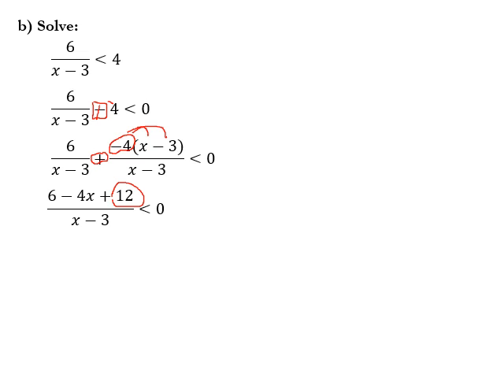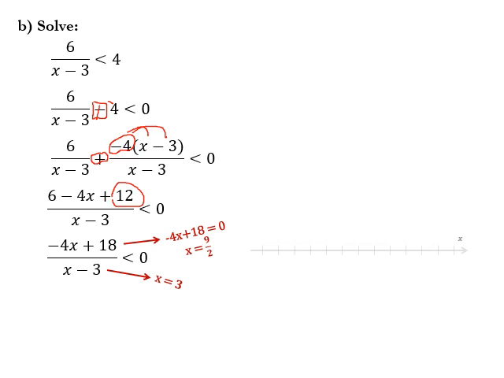All right, and so then let's just continue simplifying. And so I end up with -4x plus 18 over the quantity of x minus 3. So we need to, again, figure out where the numerator is equal to 0. So set the numerator equal to 0, solve that, and do the same thing for the denominator. And so that gives us my two boundaries. I have a boundary at 3, and I have a boundary at 9/2.